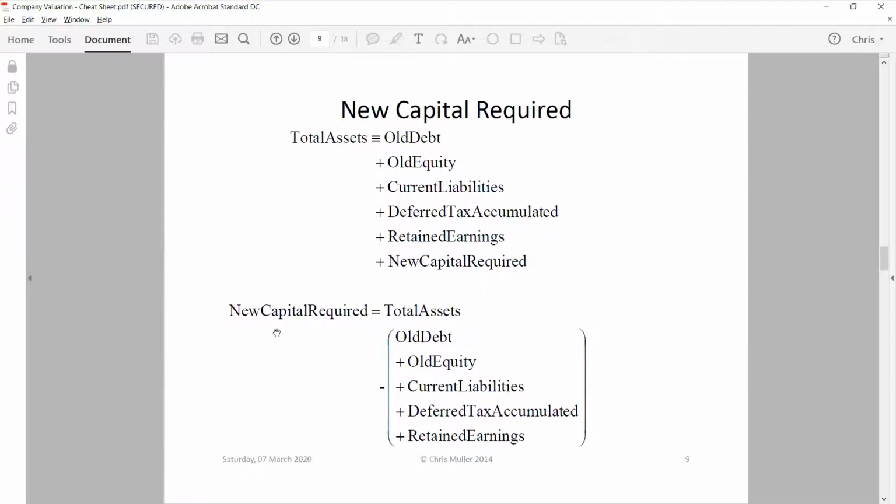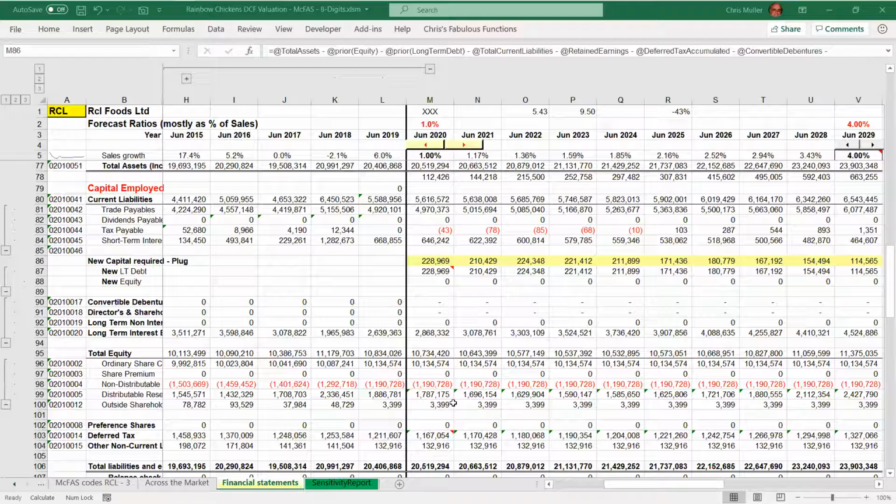So if you rearrange this, the new capital required is the difference between total assets and all our sources of finance. Remember that it's old debt and old equity, because with this difference that we calculate, we're going to split it into some new debt for the year, new equity for the year, and add it in so that it will perfectly balance. So we see that in action.